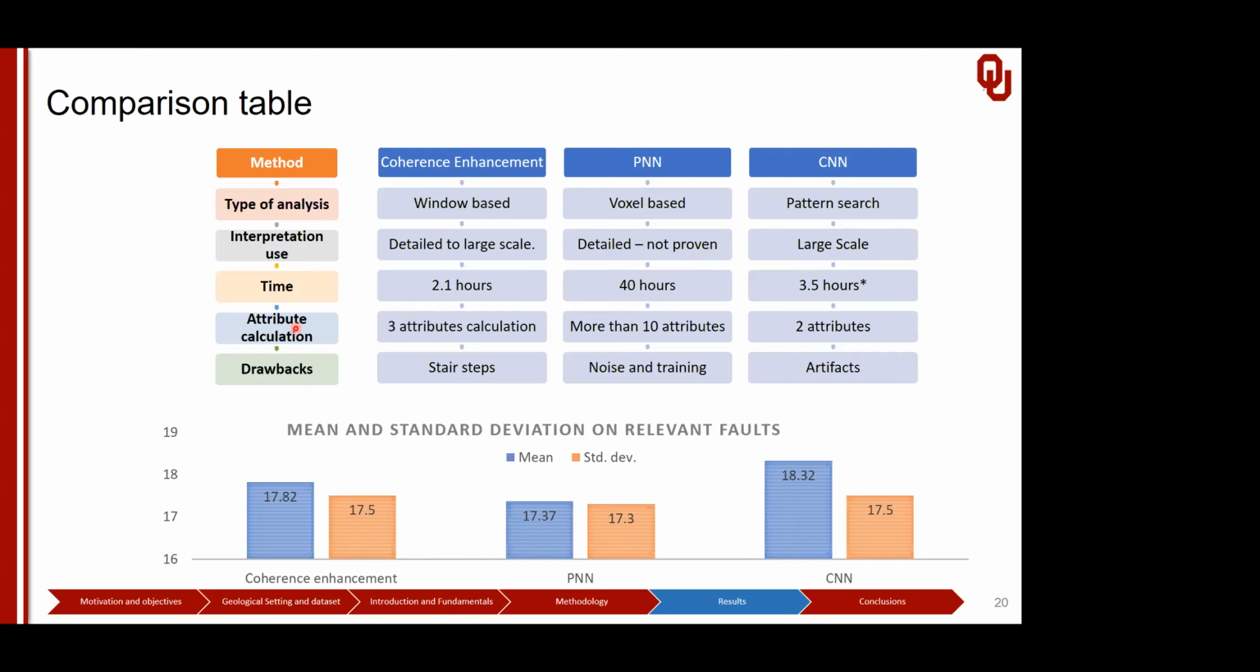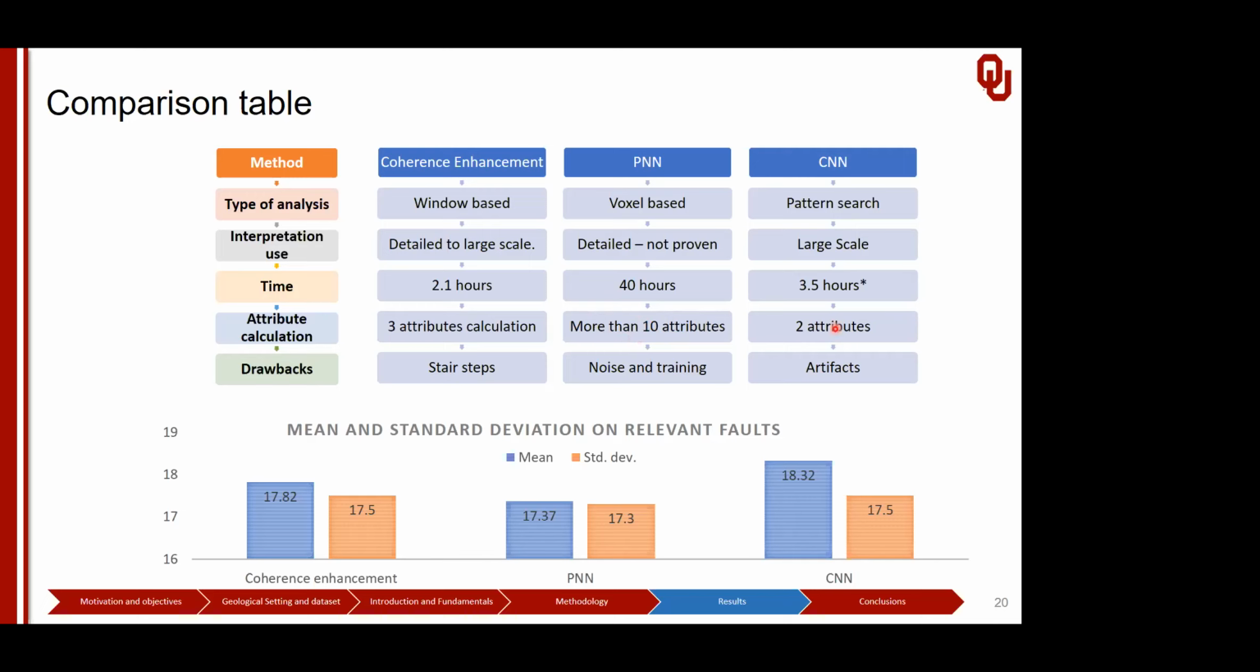So, the workflow complexity and the time invested just to create the full probability volume: the PNN needs 40 hours and uses 10 attributes. That's a lot of time. Well, this is for a 3.5 gigabyte volume using 60 processors.